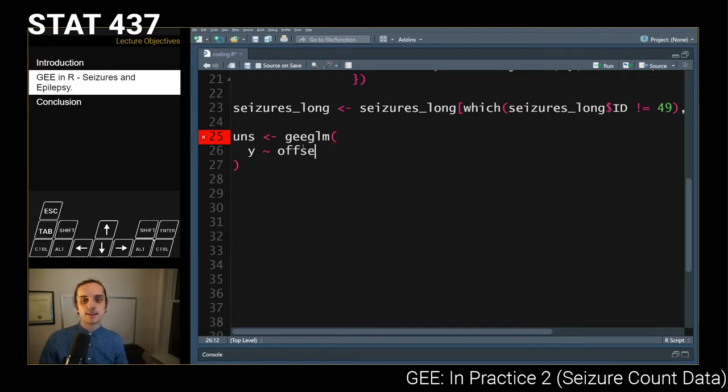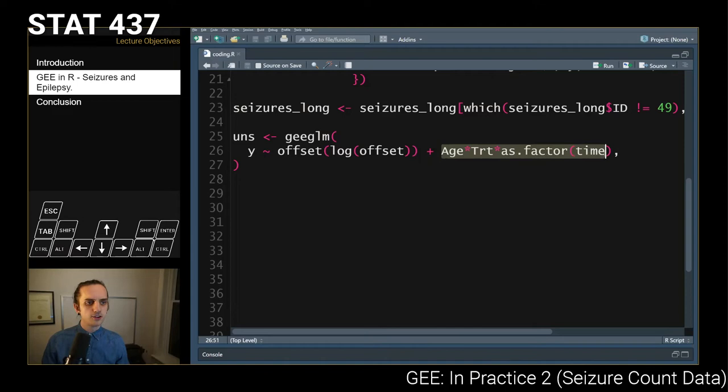And so the way you accommodate this is you take the offset, and then we want the log offset. So it's the log of the term that is called offset, right? And so it's going to be whatever the term is called here. And then let's just say we fit age crossed with treatment crossed with as factor the time, right? So this is a fully saturated model.